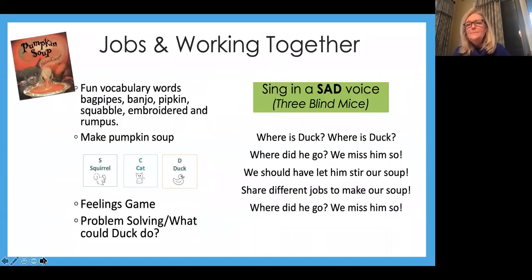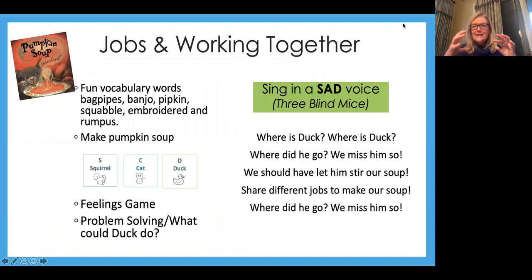So jobs, there's always that special job that everybody wants to do. The book Pumpkin Soup has the squirrel, the cat, and the duck, and has really fun vocabulary words. And Duck decides that he wants to do a different job, and it causes all kinds of problems, and he goes away. So the little song, I just wrote from what happened in the book, but you sing it in a sad voice. So you're practicing what a sad voice sounds like, and then it's the rhyming.